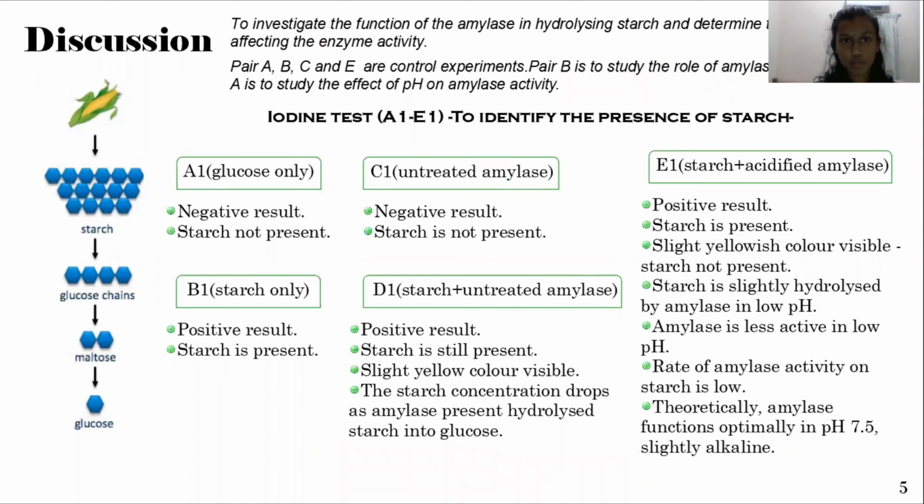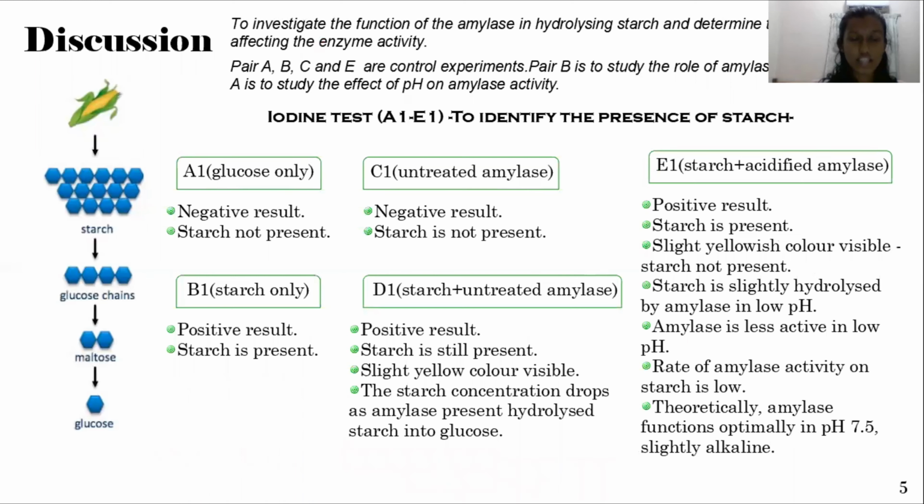In the experiment, pairs A, B, C, and E are control experiments. Pair B is to study the role of amylase, and pair A is to study the effect of pH on amylase activity. The concept of the iodine test is that when the iodine test is positive, there is a color change from brown to blue-black, which means the starch is present. When there is a negative result, the brown color remains unchanged, then the starch is not present.